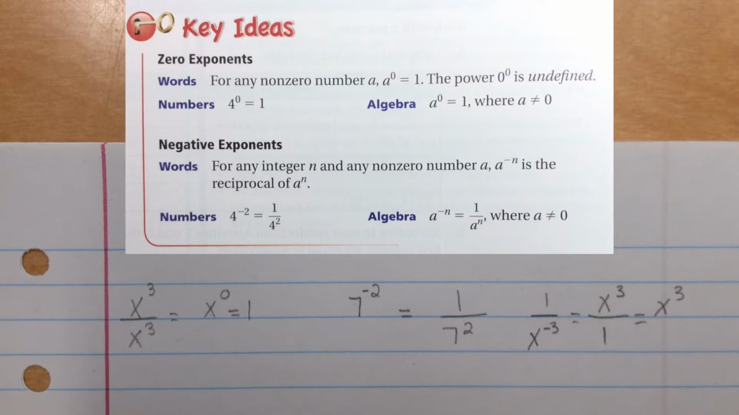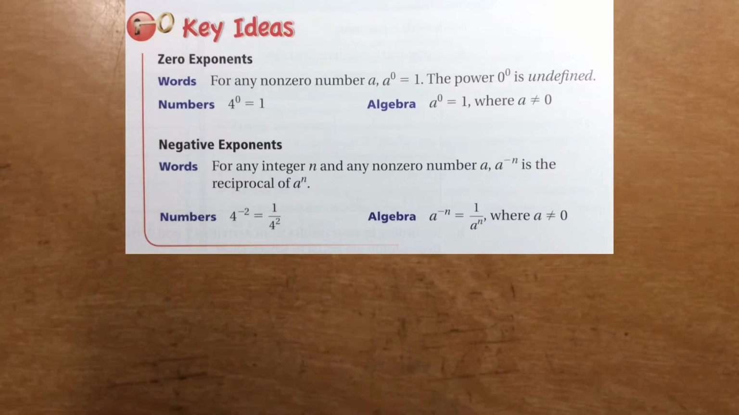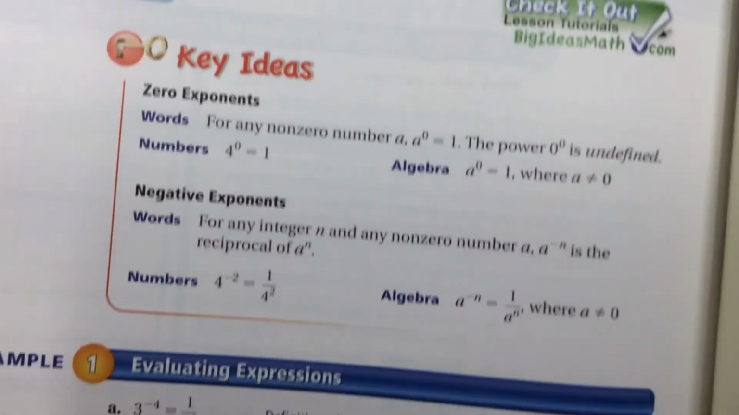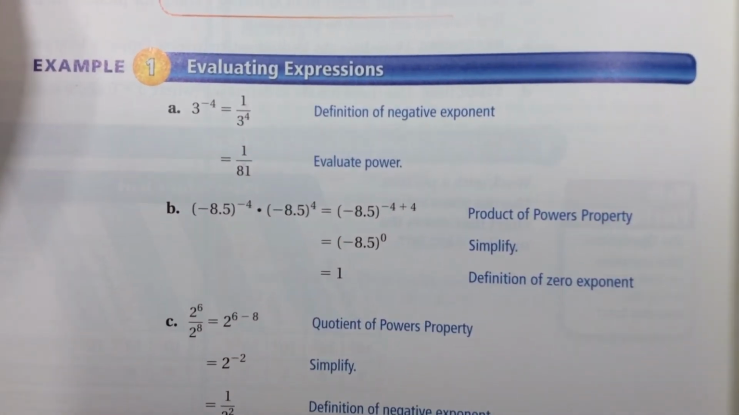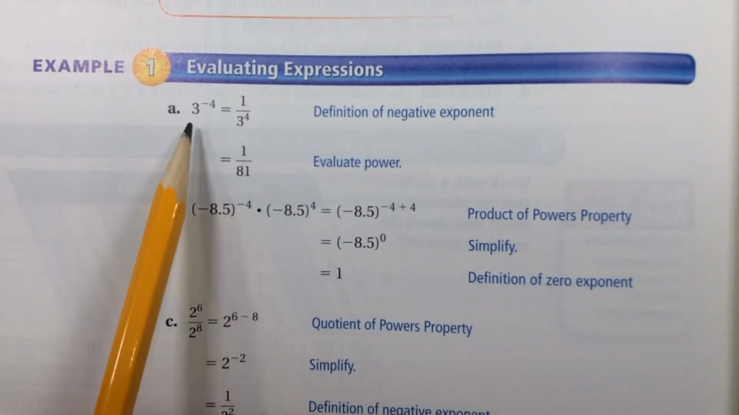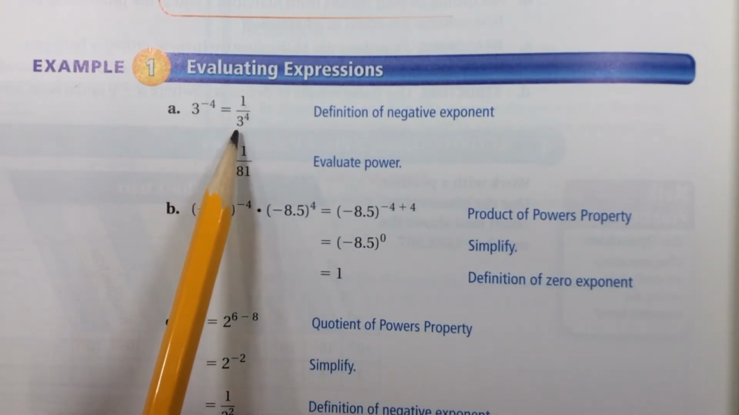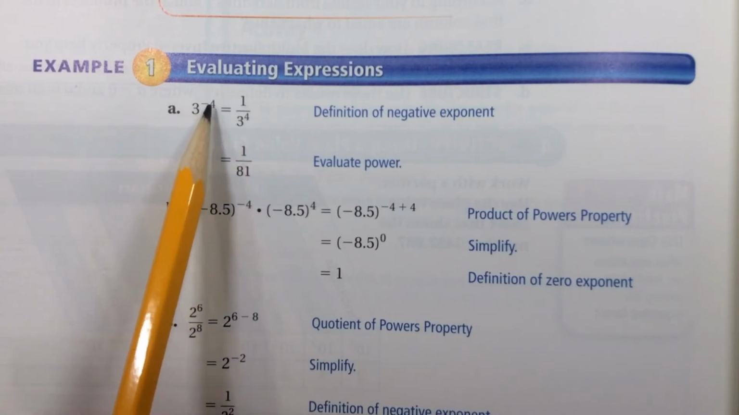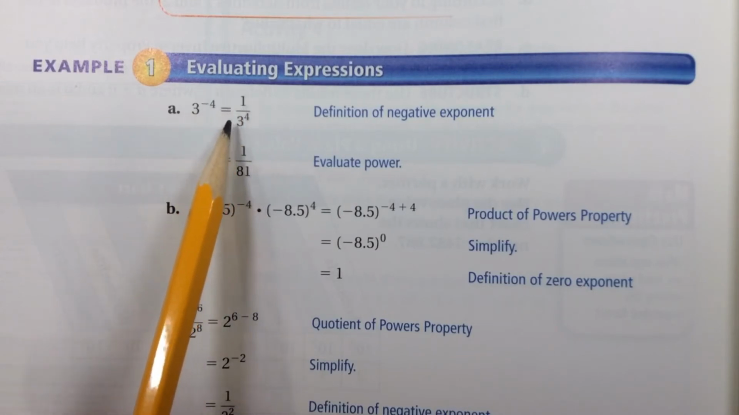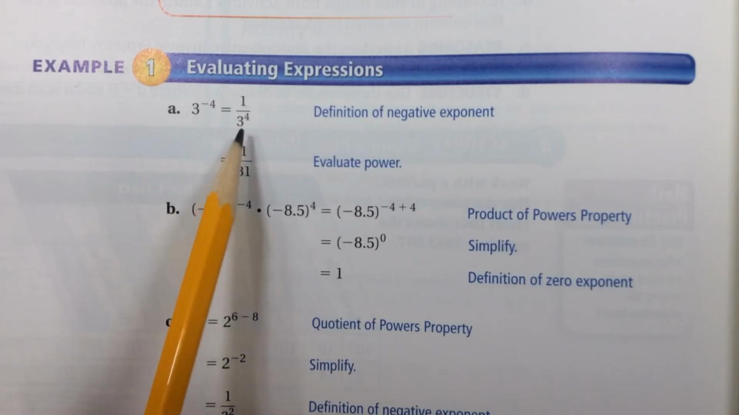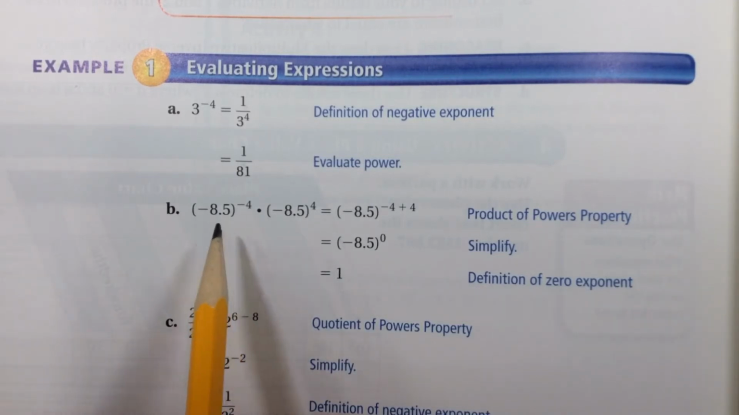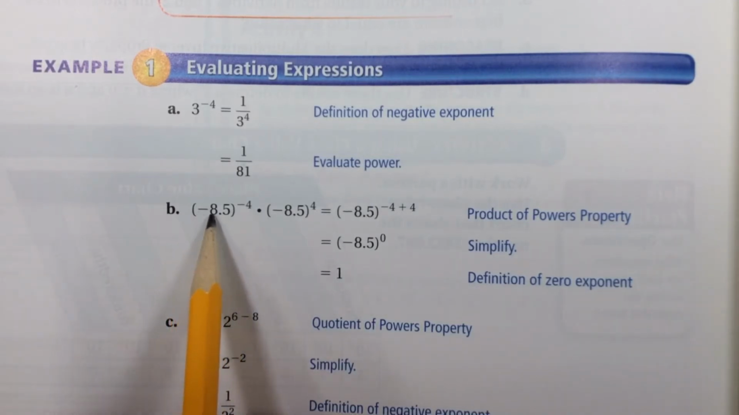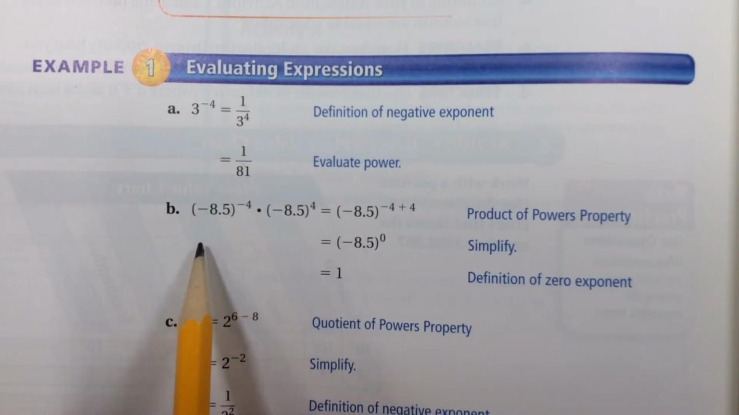So looking at the examples here, example 1 says for evaluating expressions, 3 to the negative fourth is the same as 1 over 3 to the fourth. And 3 to the fourth is 81 because 3 times 3 is 9 times 3 is 27 times 3 is 81.